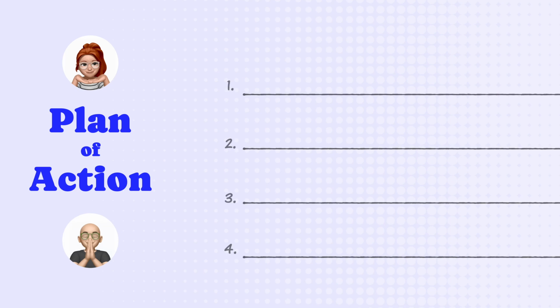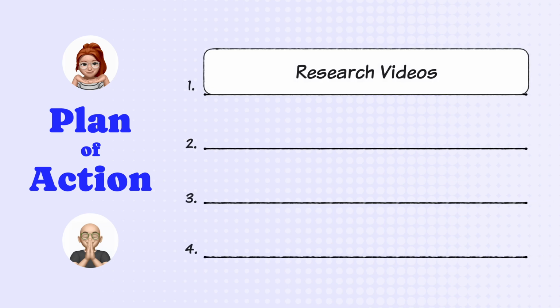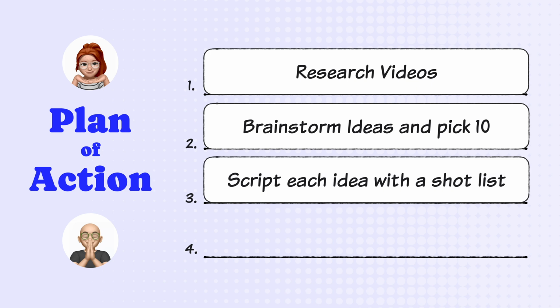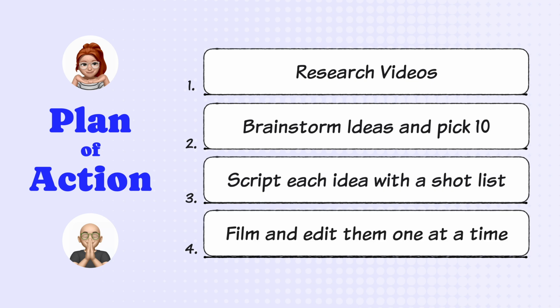We wanted to give ourselves some sort of tangible outcome, so we set a goal of 10 short-form 60-second videos created in 1 week. Let's first talk about this loose plan of action we went into for these short-form videos. Our simple process was, number 1, research videos. Number 2, brainstorm ideas and pick 10. Number 3, script each idea with a shot list. And number 4, film and edit them one at a time.